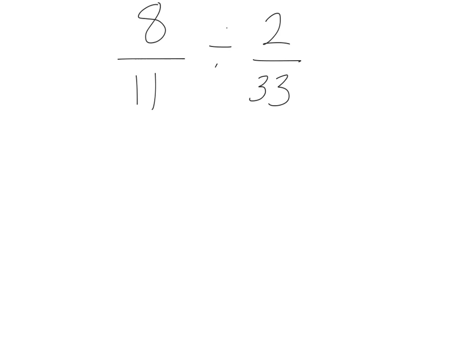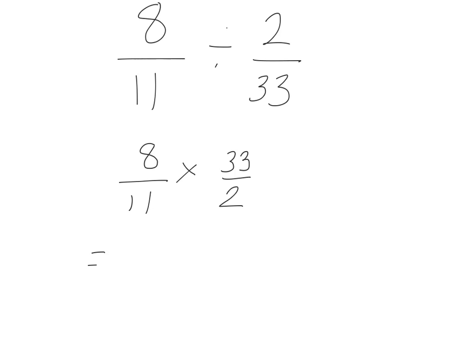Here we've been asked to divide 8/11ths by 2/33rds. Our method when we're dividing fractions: the first fraction stays unchanged, we flip the second fraction upside down, and the divide in the middle becomes times. Now we're just at a regular point of multiplying fractions again.